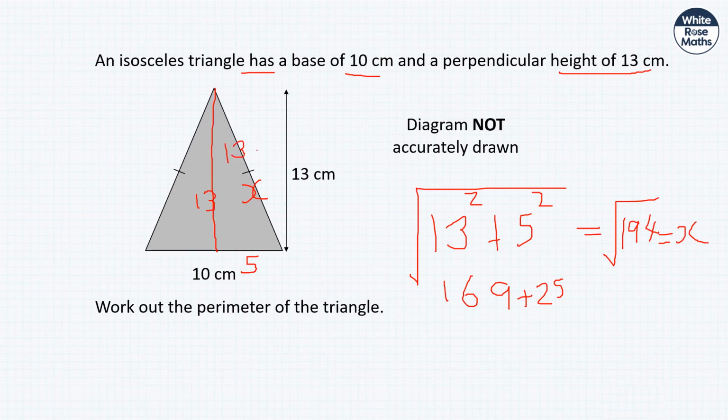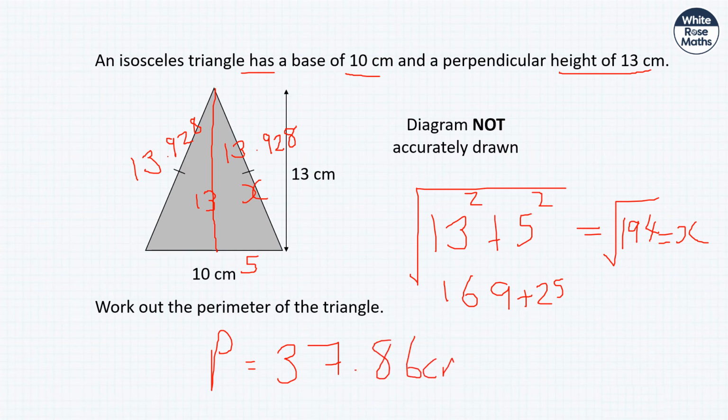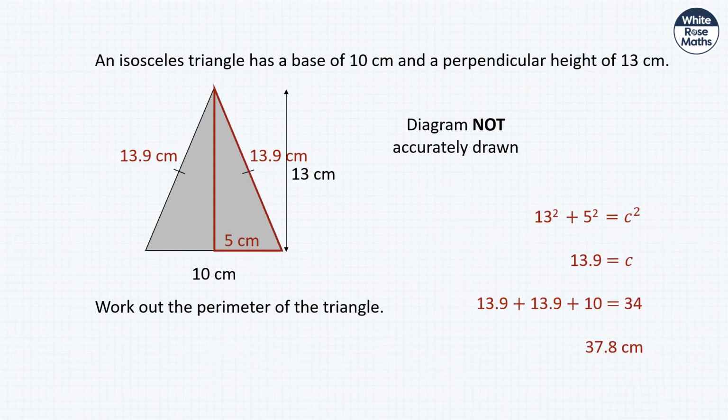So it's 13.928, we'll say. Okay, so the perimeter will be that plus 13.928 plus 10 will give me my final answer. Okay, so times that by 2 and then add 10 and then we'll round my answer. Okay, that's approximately 37.86 centimeters. Okay, there we go.